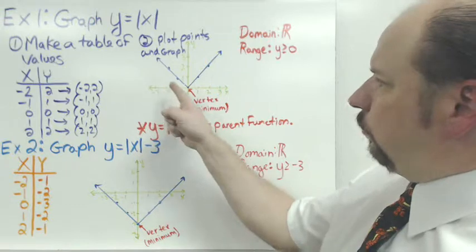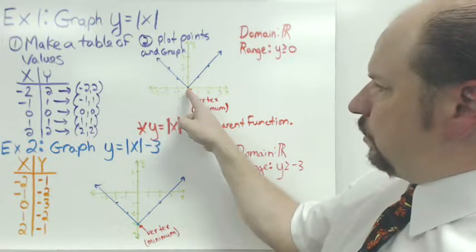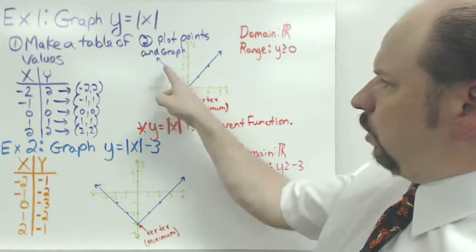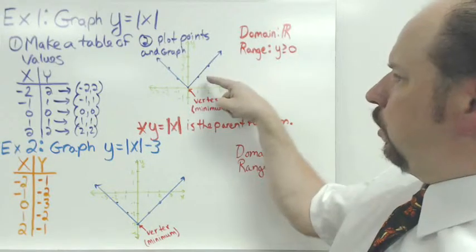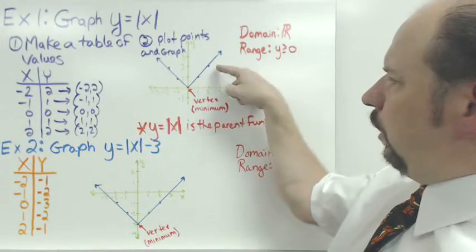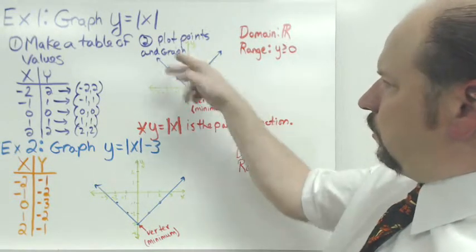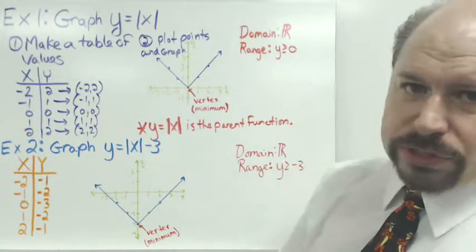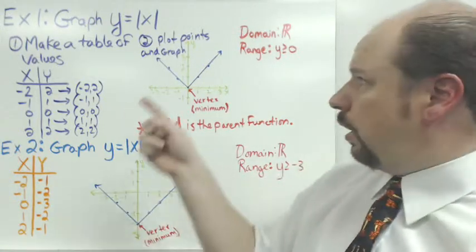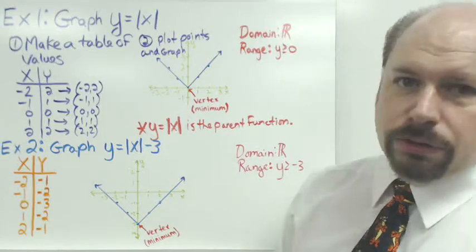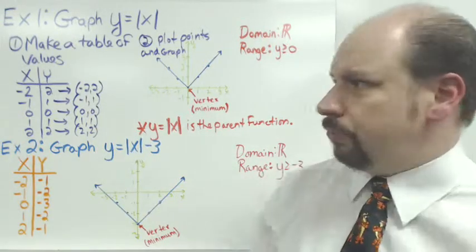From there, we plot the points: (0, 0), (-1, 1), (-2, 2), (1, 1), and (2, 2). Once we have our points plotted, go ahead and connect them with a line. Remember the arrows at the end of your lines to show that it does continue off from there.